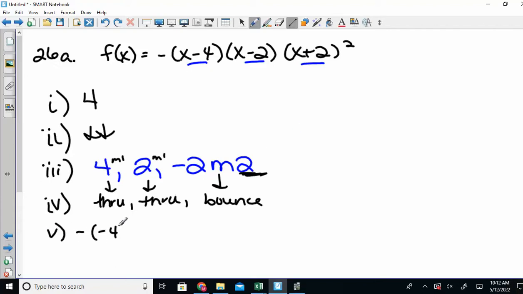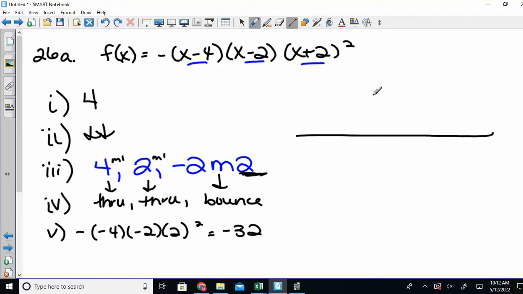Then I asked for the y-intercept. So y-intercept is when x equals 0, so if you plug in 0 for all of your x's, we get -32. Now I don't have you find this stuff just for fun. I expect it to be plotted on your graph. So we know the y-intercept is -32, so that's where we hit the y-axis.